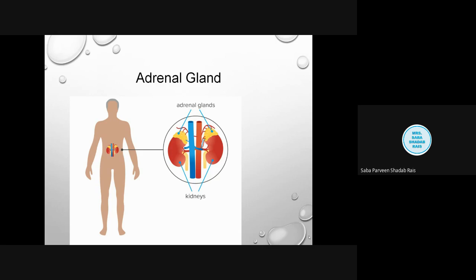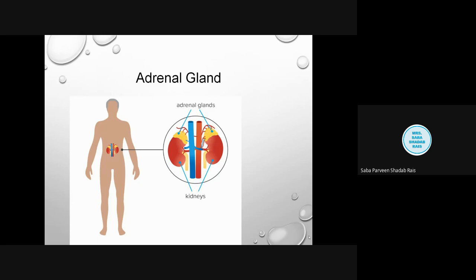Now why does it gradually decrease? Because the cells of this gland become old, and with age this gland decreases in size. Each gland consists of a peripheral part, which first has a capsule, and beneath the capsule a cortex, and a central part, which is called the medulla.